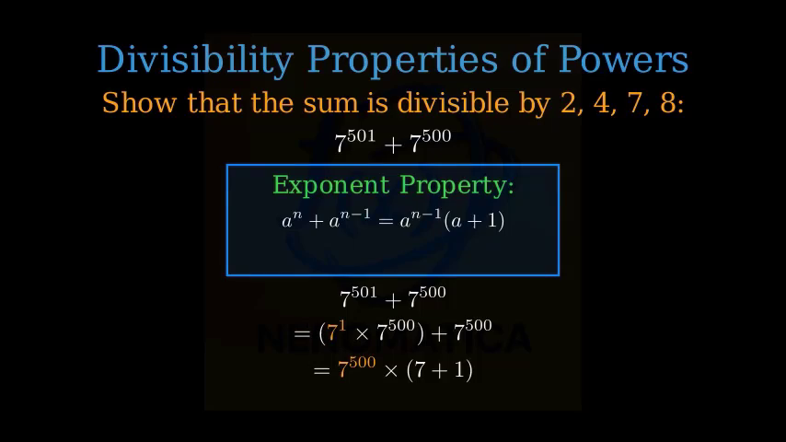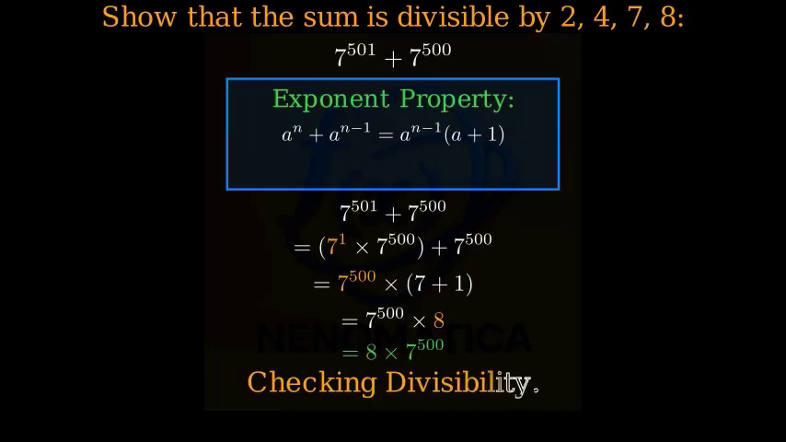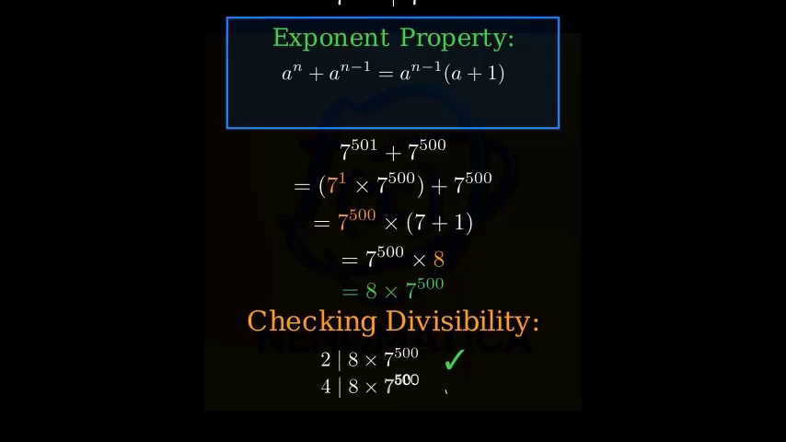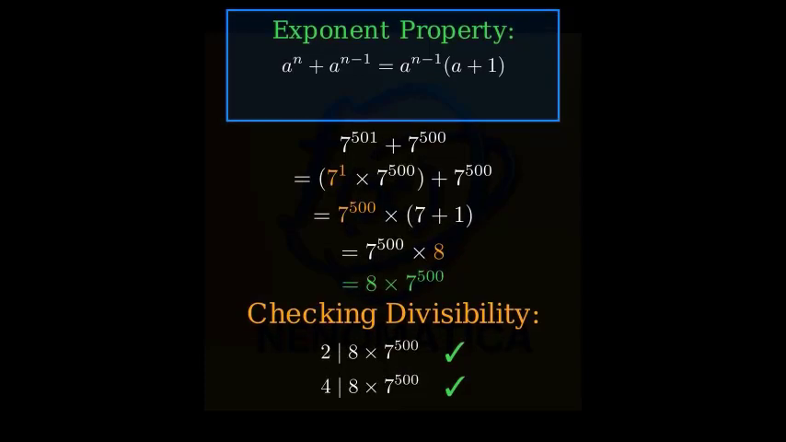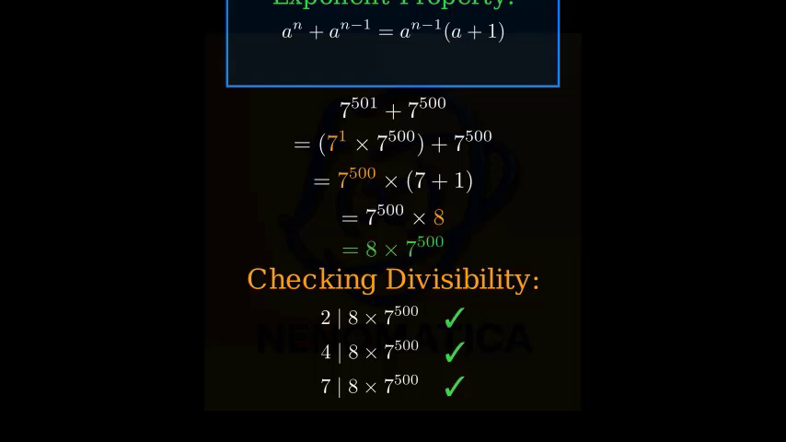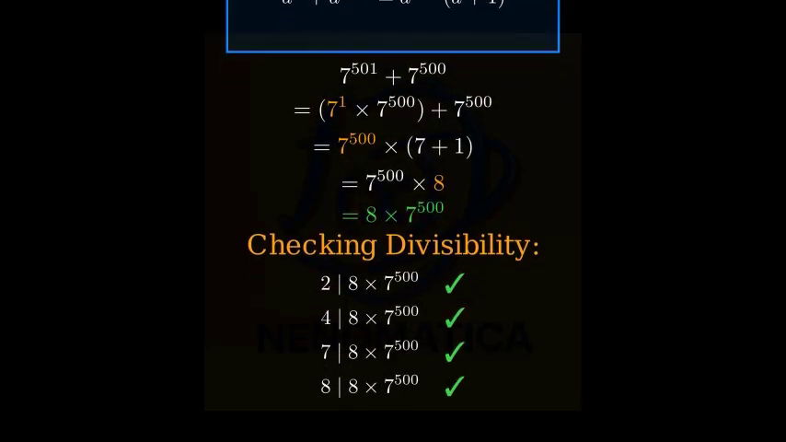Now, let's check if this expression is divisible by each of the numbers we need to check: 2, 4, 7, and 8. First, is this expression divisible by 2? Yes, because 8 is divisible by 2. Is it divisible by 4? Yes, because 8 is divisible by 4. Is it divisible by 7? Yes, because 7 to the power of 500 contains 7 as a factor. Is it divisible by 8? Yes, because 8 is directly a factor in our expression.